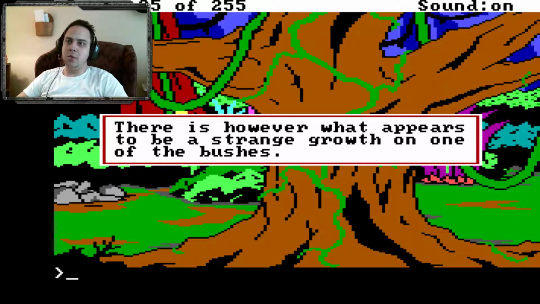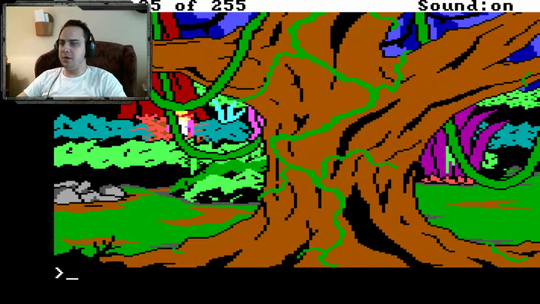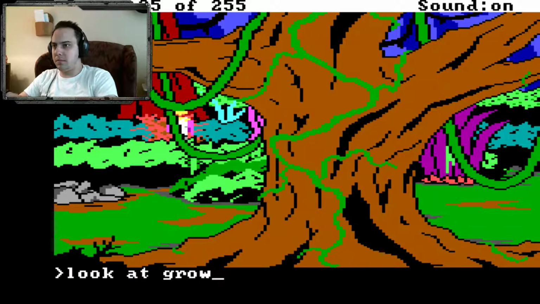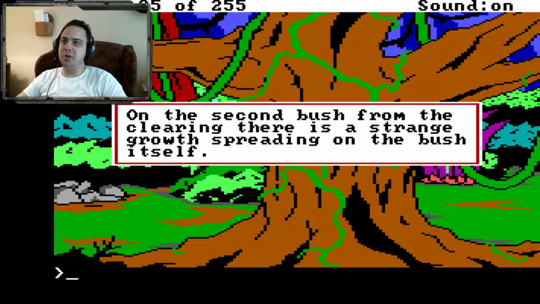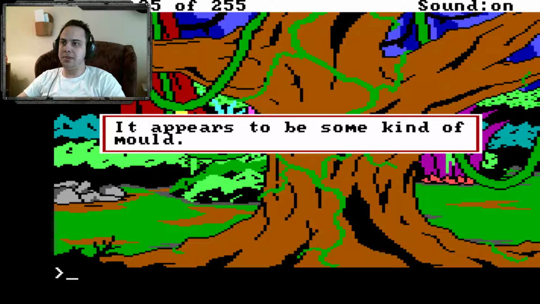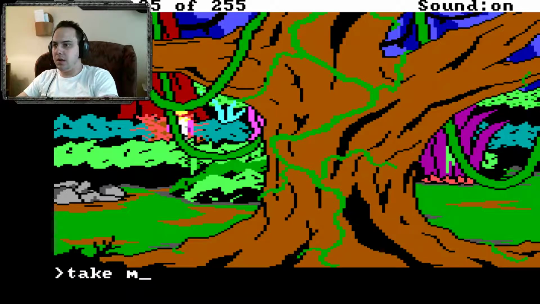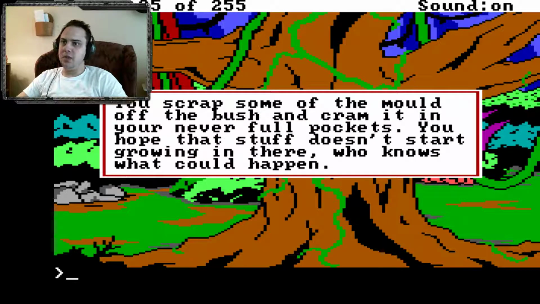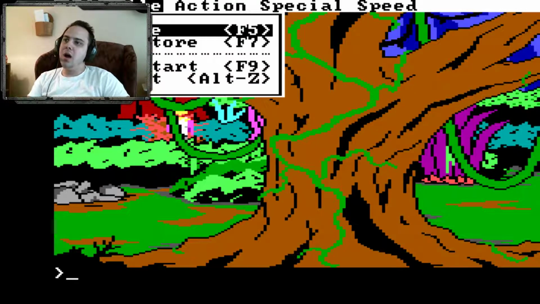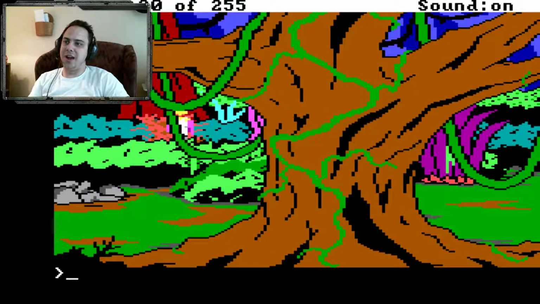There is, however, what appears to be a strange growth on one of the bushes. On the second bush from the clearing, there's a strange growth spreading on the bush itself. It appears to be some kind of mold. You scrape some of the mold off the bush and cram it in your never-full pockets. You hope that stuff doesn't start growing in there. Who knows what could happen? Oh, am I getting about 5 points at a time?